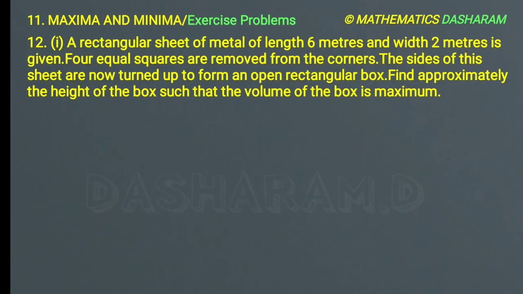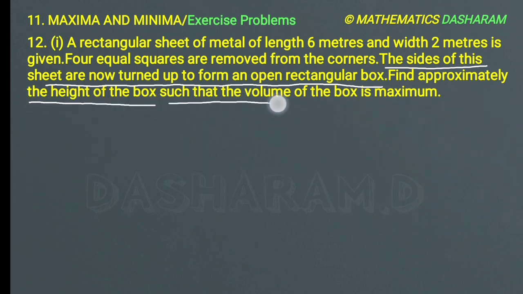12th bit first problem. A rectangular sheet of metal of length 6 meters and width 2 meters is given. 4 equal squares are removed from the corners. The sides of this sheet are now turned up to form an open rectangular box. Find approximately the height of the box such that the volume of the box is maximum.